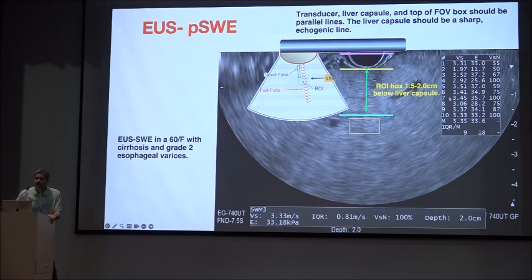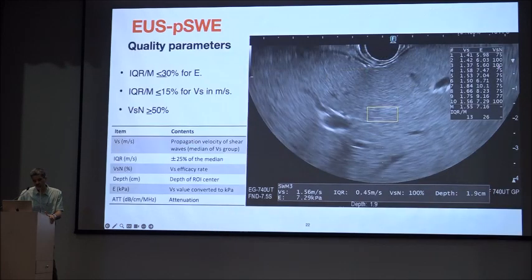We normally take 10 readings, and you get a shear wave velocity, you get a calculated elasticity modulus, and you get something called VSN, which I will tell you about. The current machines also give you quality parameters, the most important of which is VSN, the number of push-track sequences that have been successfully captured by the machine, and it tells you how reliable your point shear wave elastography calculation is.